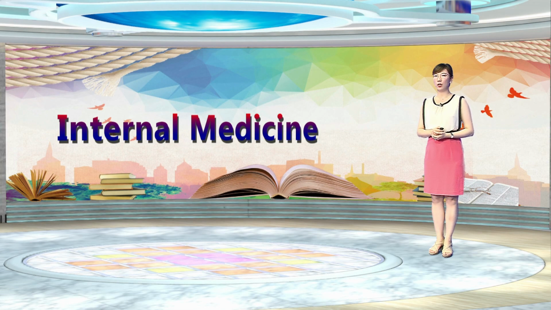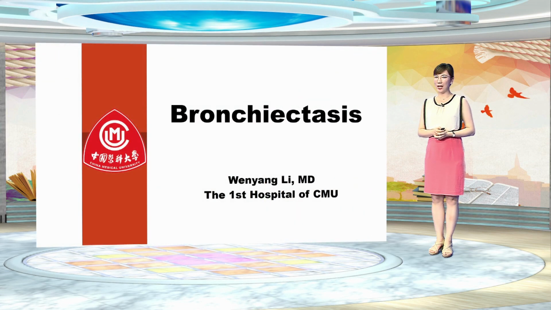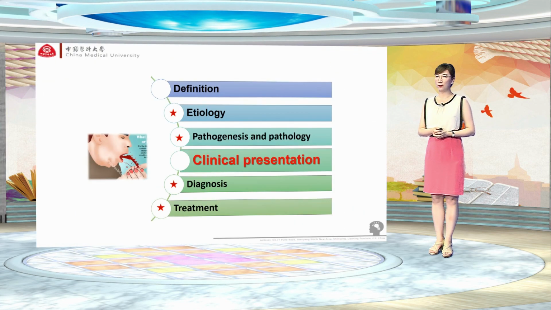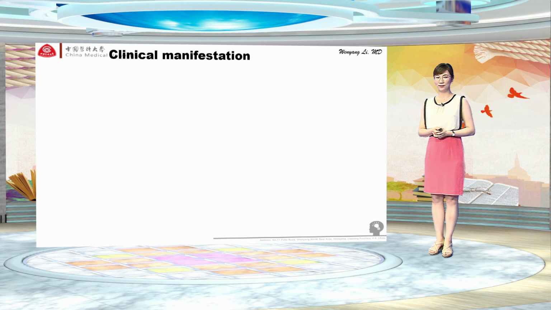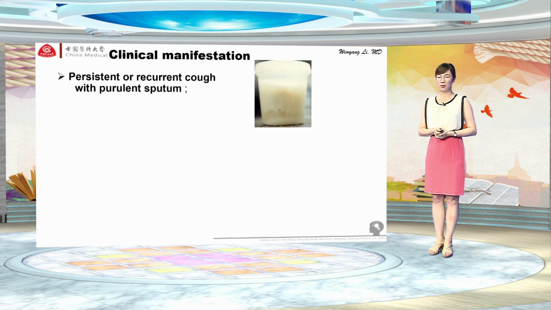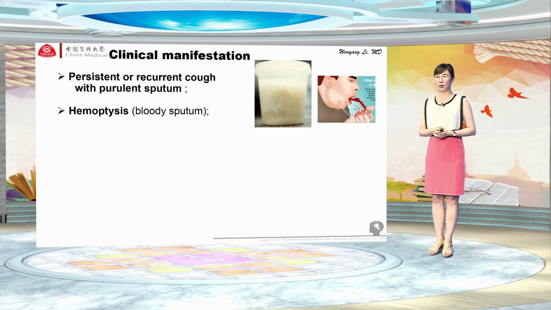In this lecture, we are going to cover the clinical manifestation, diagnosis, and treatment of bronchiectasis. First of all, let's have a look at the clinical manifestations of bronchiectasis. The most common clinical manifestation is a persistent, productive cough with ongoing production of thick, purulent sputum. It will get worse in bed in the morning and at night. An increase in sputum volume and purulence indicates an acute exacerbation of lung infection.